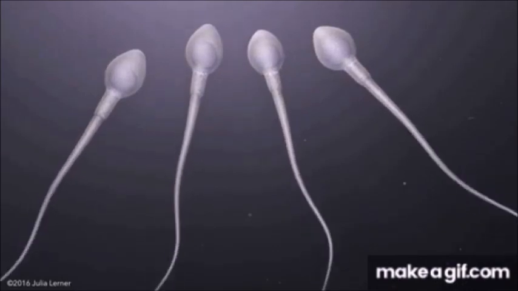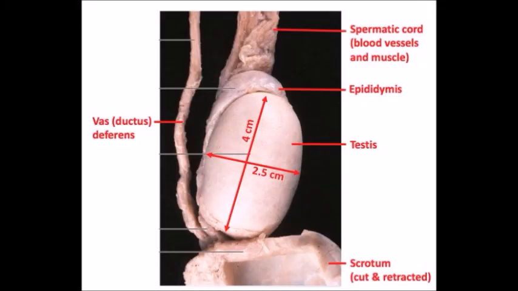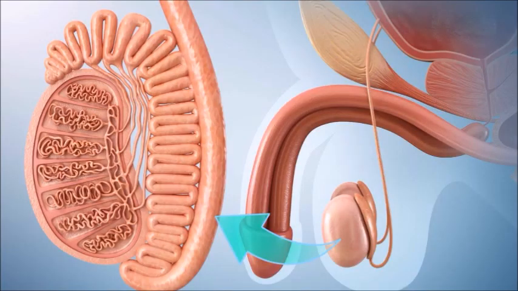In adults, each testis is oval in shape with a length of around 4 to 5 centimeters and a width of around 2 to 3 centimeters. The testis is covered by a dense covering. Each testis has about 250 compartments called testicular lobules. Each lobule contains 1 to 3 highly coiled seminiferous tubules in which sperms are produced.